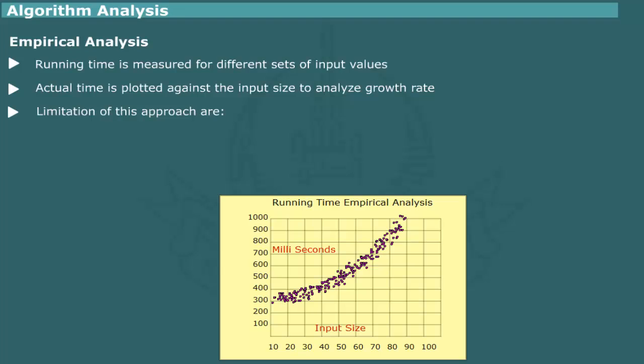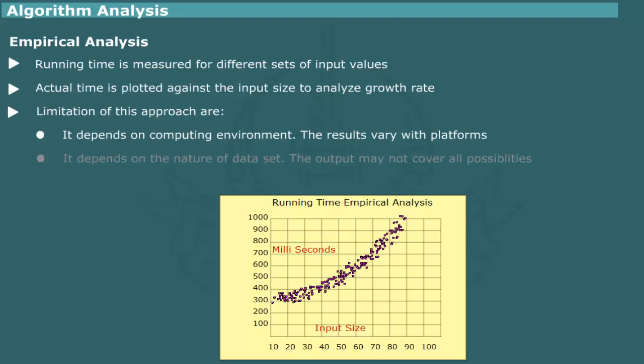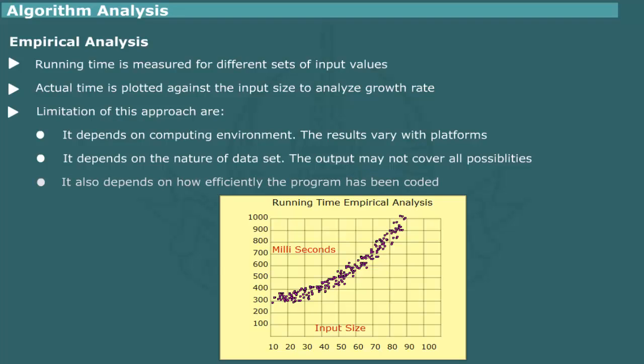The empirical approach has several limitations. It essentially depends on the computing environment, such as hardware and operating system. Thus, the result of analysis can vary with platforms. It also depends on the data set chosen for test purposes. The empirical data may not be comprehensive, covering all possibilities. To a greater extent, runtime depends on how efficiently the algorithm is programmed for a particular machine.